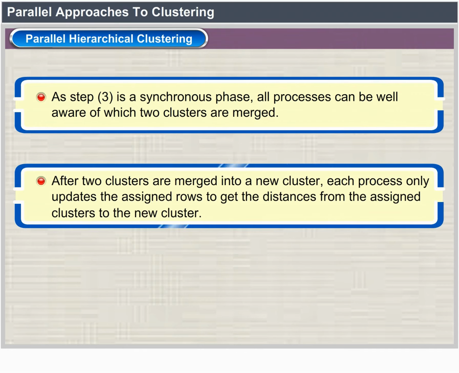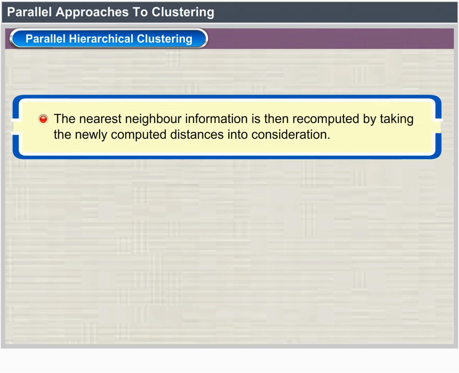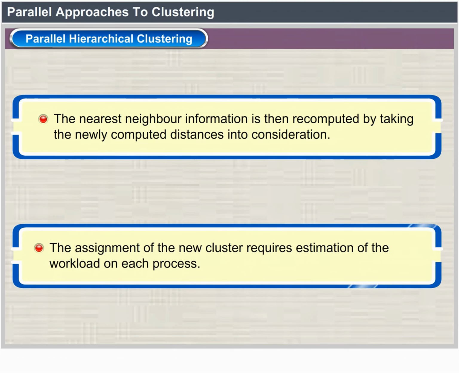Specifically, the distance from cluster i to the new cluster is computed from the distances between cluster i and the two old clusters that are merged, for example, by taking the lesser value when the single link metric is used. The nearest neighbor information is then recomputed, taking into account the newly computed distances. The assignment of the new cluster requires estimation of the workload on each process.